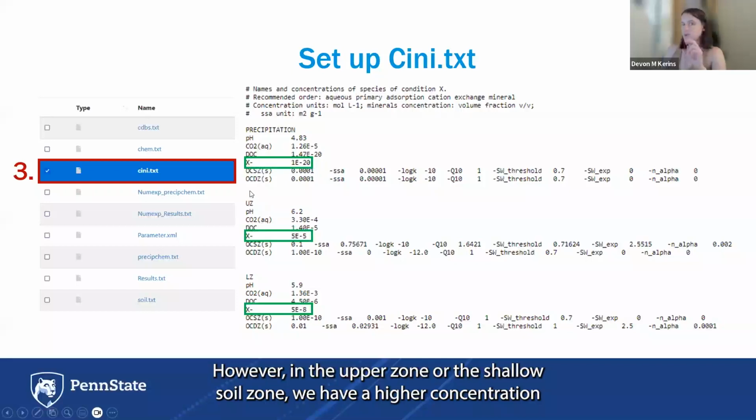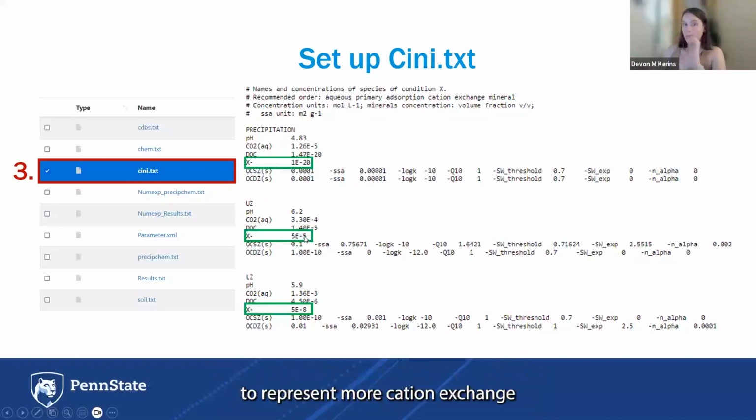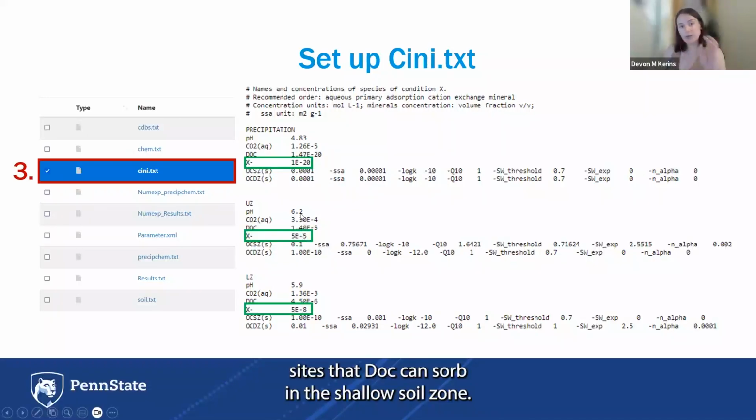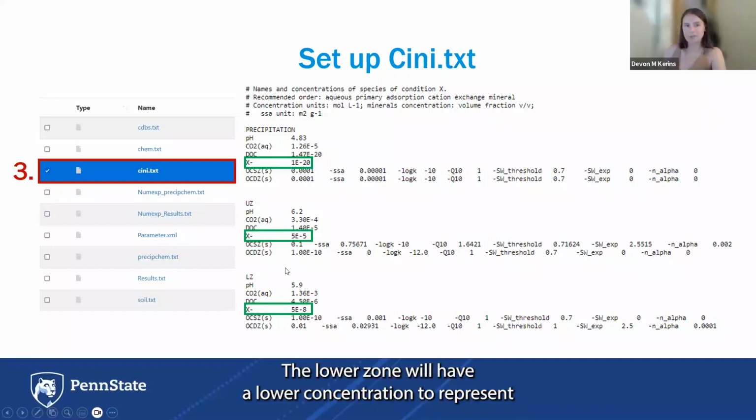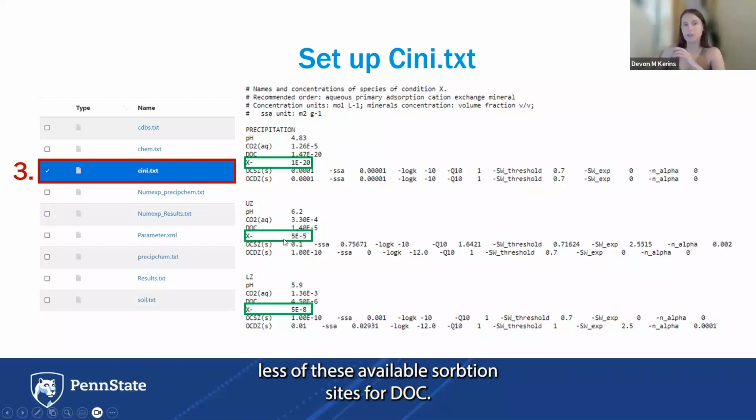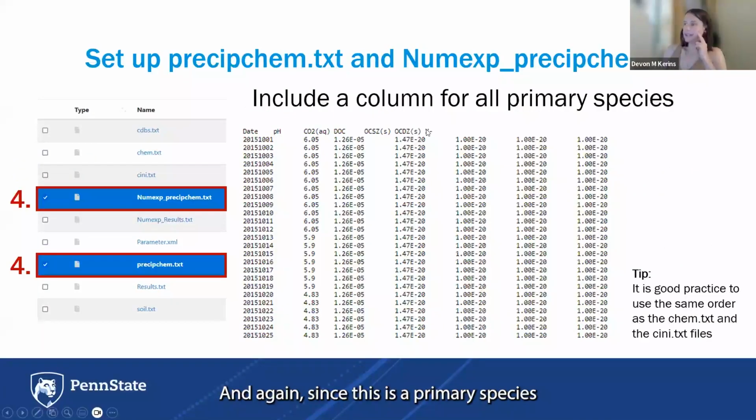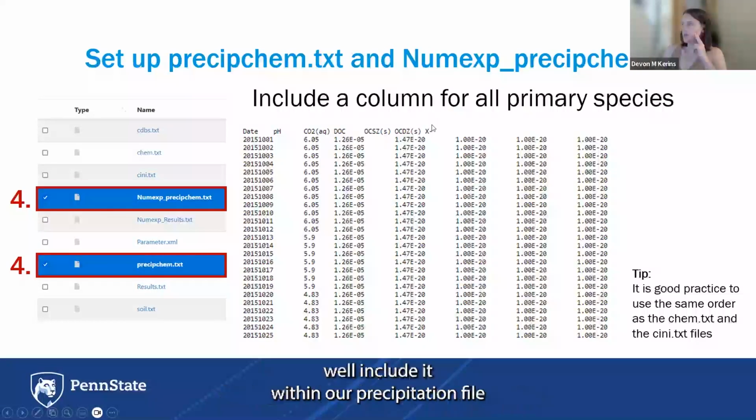However, in the upper zone or the shallow soil zone, we have a higher concentration to represent more cation exchange sites that DOC can sorb to in the shallow soil zone. The lower zone will have a lower concentration to represent fewer available sorption sites for DOC. And again, since this is a primary species, we'll include it within our precipitation file.